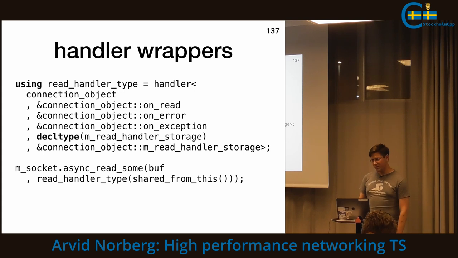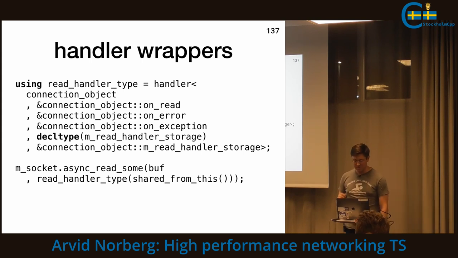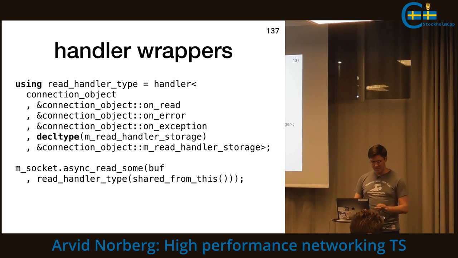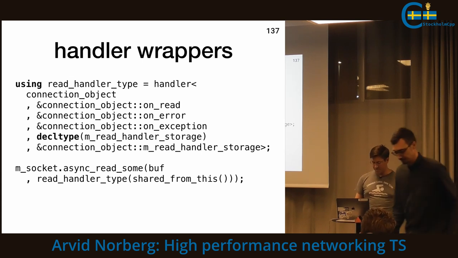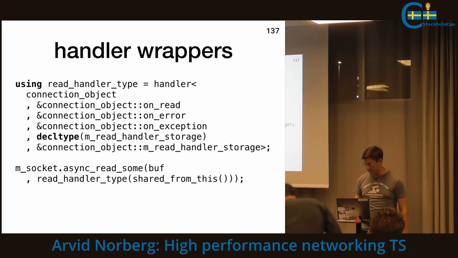So this is how we will use it. It's not super convenient to use. You get a lot of code. So this is the new way of invoking async read some. You have the buffer and you have your read handler type, but the read handler type takes a while to say. I haven't solved that problem yet, but I think it's fine. So then you get small compact handlers and you can pick everything out of your connection object that way.